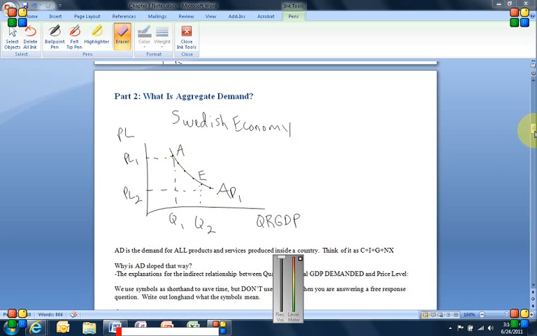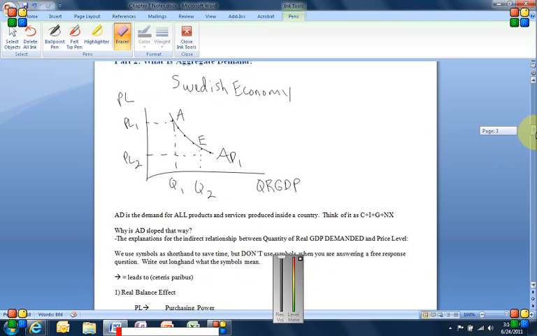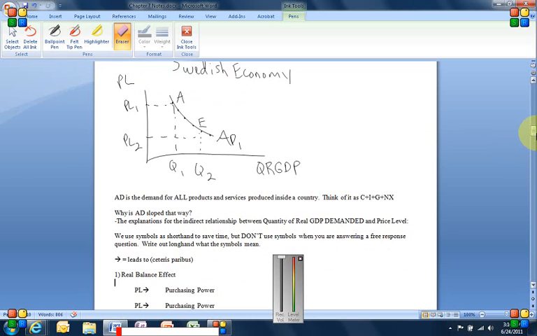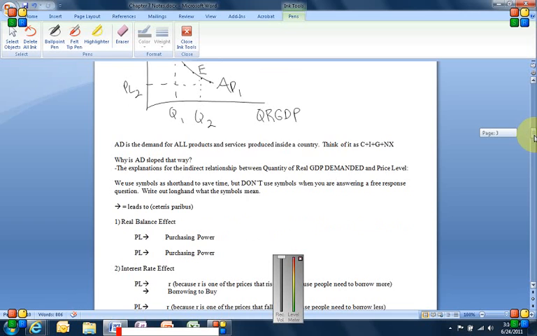But I want to go a little bit further here, talk about why an aggregate demand curve is sloped that way, not just in Sweden, of course, but why is an AD curve sloped downward from left to right? Why, in other words, do we have this indirect or inverse relationship between price and quantity, just like we did in the case of the demand curve for a market? Or more specifically, why do we have this indirect relationship between price level and the quantity of real GDP? Well, there's three explanations that I want you to know.